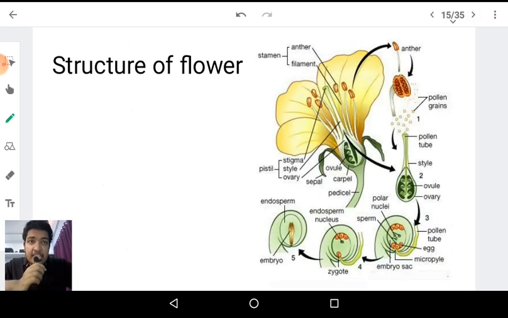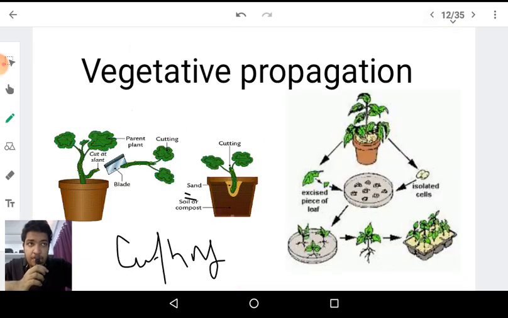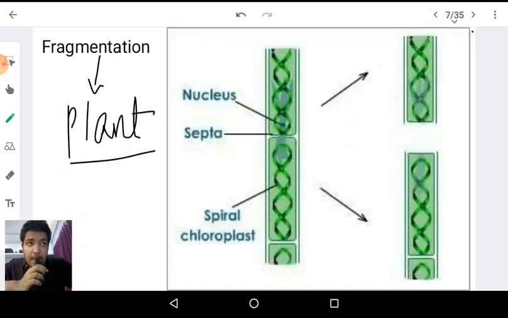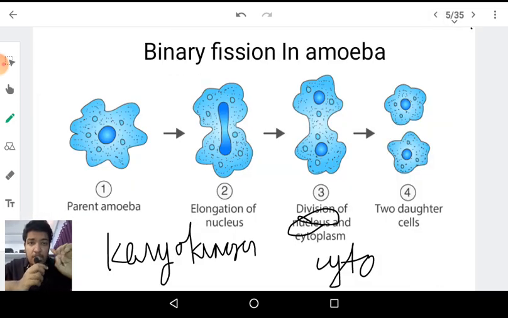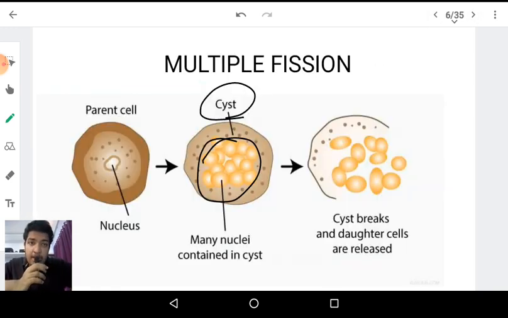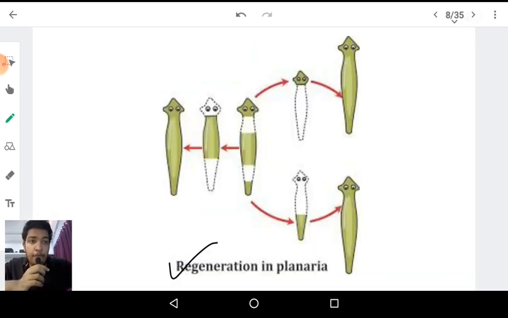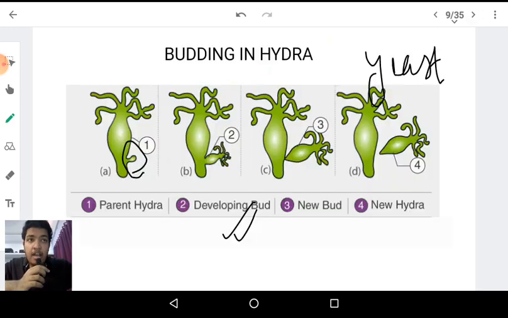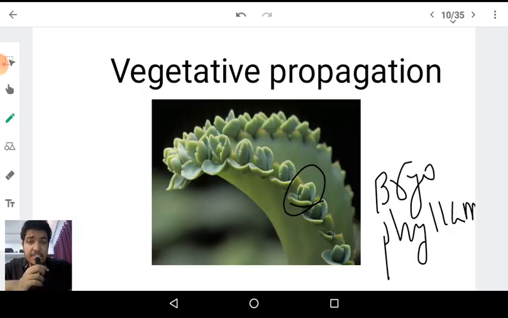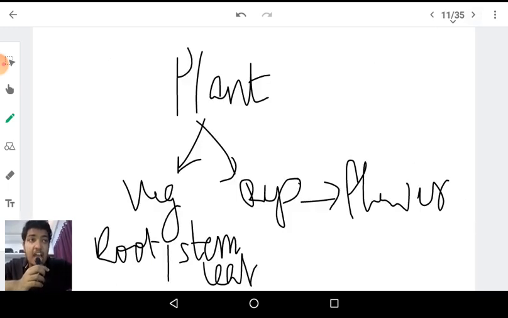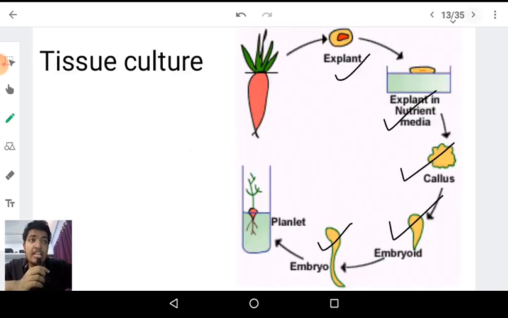So we have seen the different methods of asexual reproduction. Let us have a quick recap of them. First one was binary fission, which we see in amoeba. Second was multiple fission, which we see in plasmodium. Third was fragmentation, seen in spirogyra. Fourth was regeneration in planaria. Fifth was budding in hydra and yeast. Next was vegetative propagation in plants. Next was the process of tissue culture, that is artificial vegetative propagation, and also cutting.